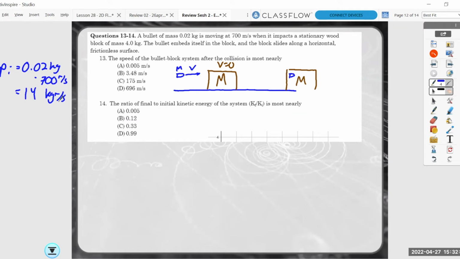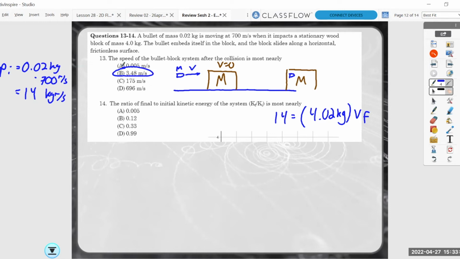So that 14 needs to be equal to, well, now the total mass of our system is 4.02 kilograms, because it's the mass of the block plus the mass of the bullet. They're moving together now, times whatever our final velocity is. Let me write that a little bit more clearly so you can read that this is 4.02 kilograms times our final velocity. So if we take that and divide it by 4.02, we end up with about 3.48 meters per second in this case. It's considerably slower.